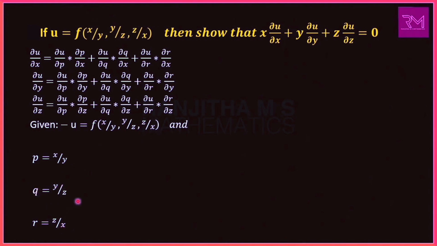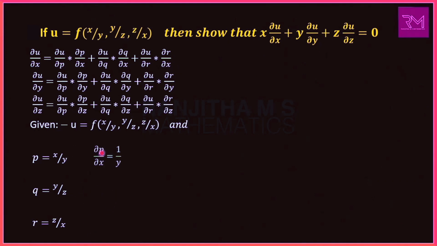In the next step we have to find these values: del p by del x, del p by del y, del p by del z, del q by del x, del q by del y, del q by del z, and del r by del x, del r by del y, del r by del z. For that we have to differentiate p, q, r partially with respect to x, y, z.